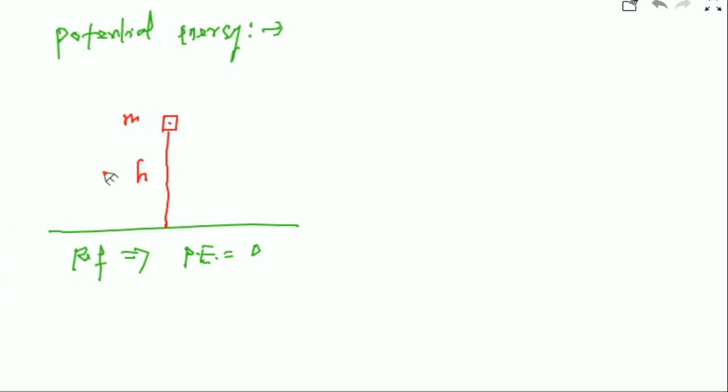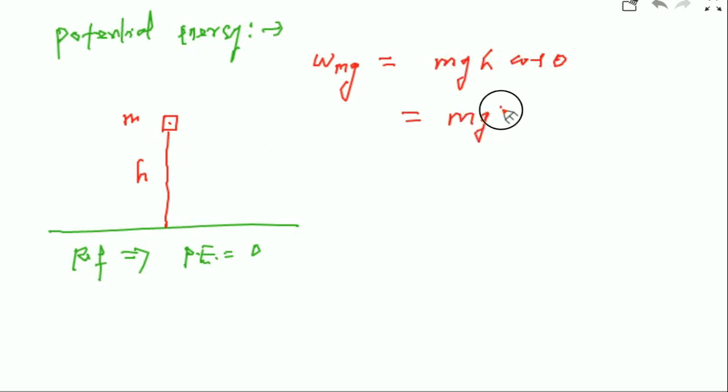So what is the potential energy? Okay, so the work done by mg here is called potential energy. So let's find the work done by the mg. At each point mg is acting in the downward direction, and the displacement is h, with cos 0 degree. So here you can find mgh.